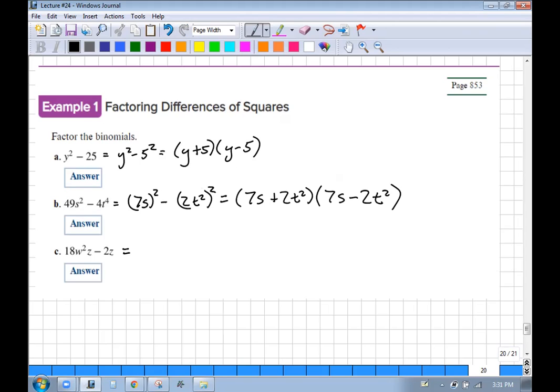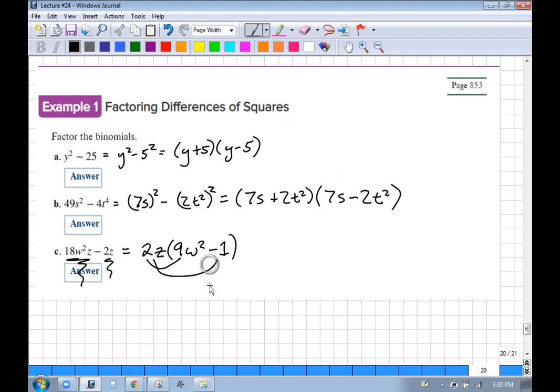This one, don't forget, first thing you want to do is pull out your GCF. Both these are divisible by 2, and both of these have a z. So if I pull out the 2z, I'd need a 9w squared and a minus 1. So this times this gives me this. This times this gives me this. So first thing, you pull out your GCF always.